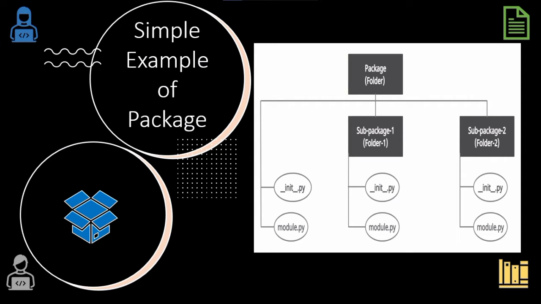So let's see a very basic example of a package. Here we can see a flowchart, and in the very beginning of the flowchart we have a package, which is nothing but a folder, and inside that we have an init file and a module file, and also we have two sub-packages, sub-package 1 and sub-package 2. These are again nothing but folders, and inside those folders also we have an init file and a module file. So every package and sub-package should have only one init file. We can have multiple sub-packages inside one package.